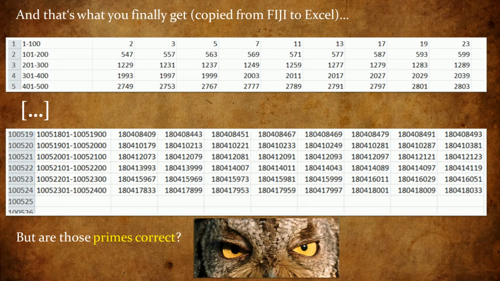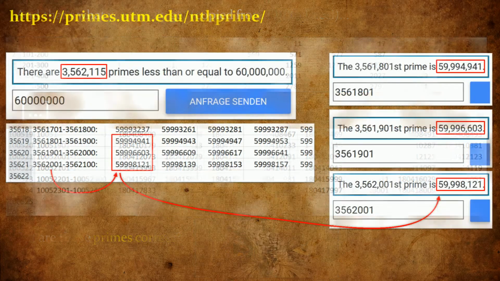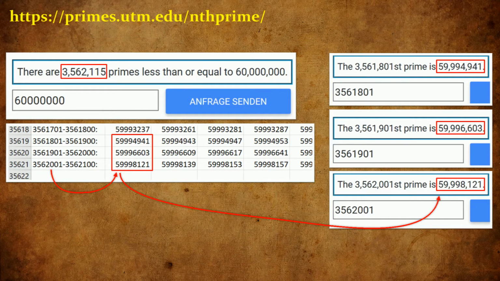We can check this easily online. Here you have a page where you can enter a number, and the page returns how many primes are less than or equal to the number you enter. Or you can enter a number from our counter and the page returns the corresponding prime. And we see those numbers are primes and our counter is correct.